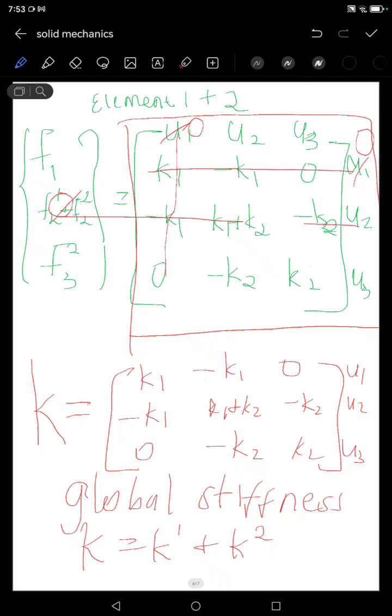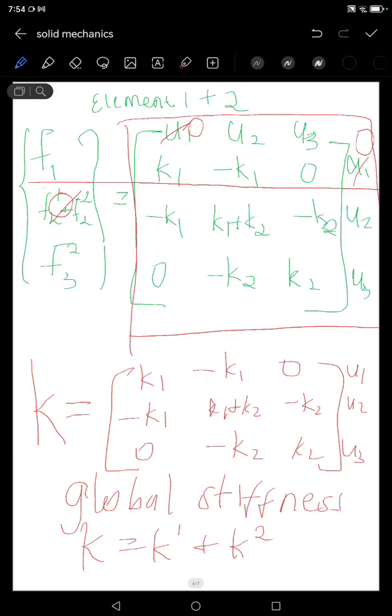With these two. Okay, but before we move forward, let me not do this. Now I said f2 plus f2 is going to be 0, and u1 is also going to be 0 because it's connected to the wall. From here we can just write the equations from this matrix. So our first equation is going to be f1 equals k1 multiplied by u1.